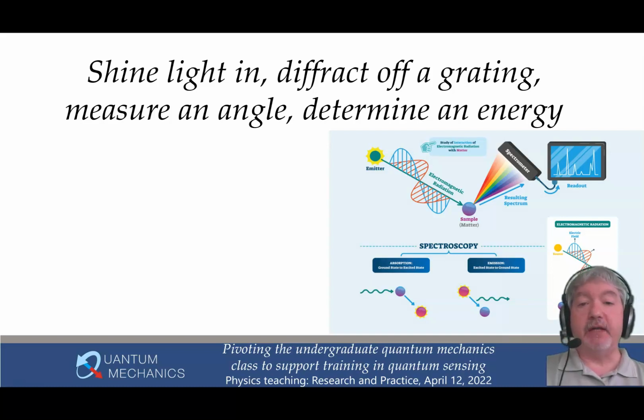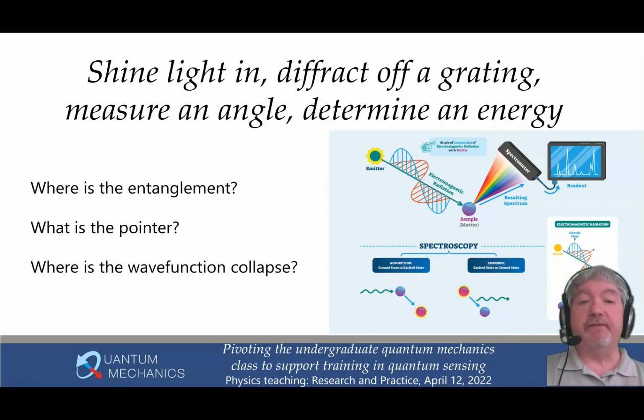And from that angle, I determine the energy. So let's go back to von Neumann. Where is the entanglement? I don't think there's any entanglement in this. Where is the pointer? I don't think there are any pointer states either. Where's the wave function collapse? Well, if I am using a single photon detector or some other kind of detector, typically I am destroying the photons at the point of time of the detection.